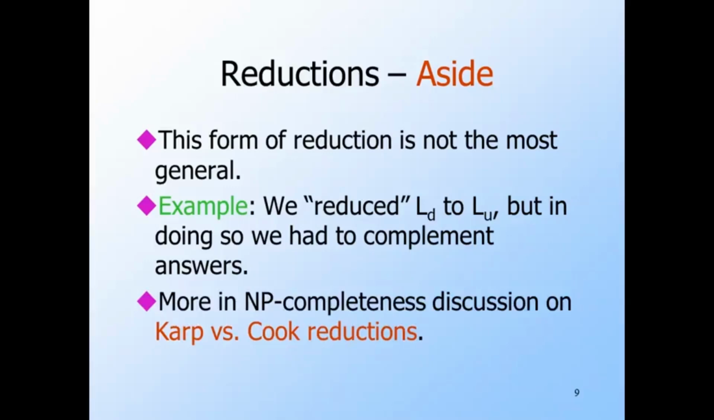We'll revisit this issue of more general kinds of reductions when we talk about NP completeness. There, the simple reduction is called a Karp reduction, and more general kinds of reductions are called Cook reductions. Steve Cook and Richard Karp, by the way, were the people who made the earliest contributions to NP completeness theory.